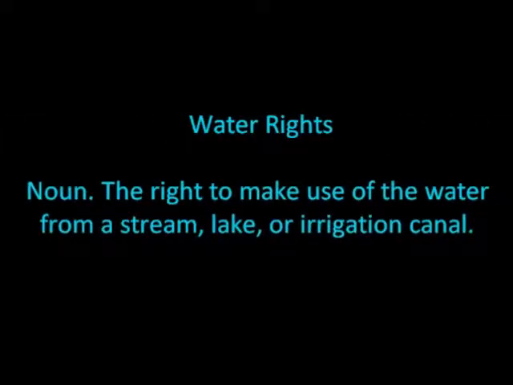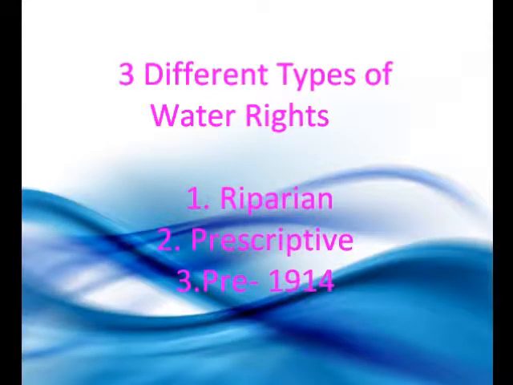Water rights is the right to make use of the water from a stream, lake, or irrigation canal. There are 3 different types of water rights: riparian rights, prescriptive rights, and pre-1914 rights.